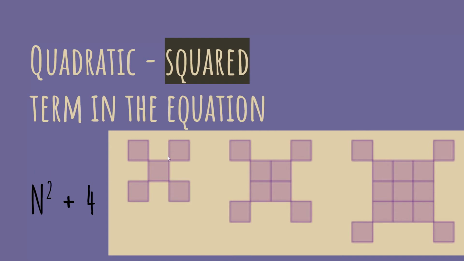So at step 1, we have 1 squared is 1 plus 4 extra dots. Step 2, we have 2 squared is 4 plus 4 extra dots. Step 3, we have 9 plus 4 extra dots. We have a squared term in the equation, making it a quadratic pattern.